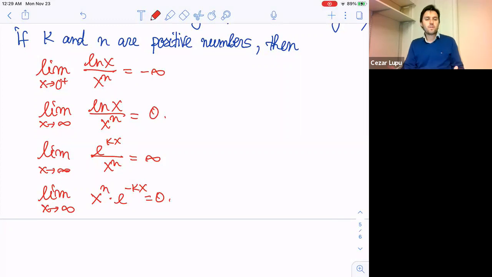And you can prove them by just applying L'Hopital rule repeatedly, right? You can apply L'Hopital rule as many times as you want. You can apply it once, twice, 3 times, and so on. You can keep going until there is nothing left to do.